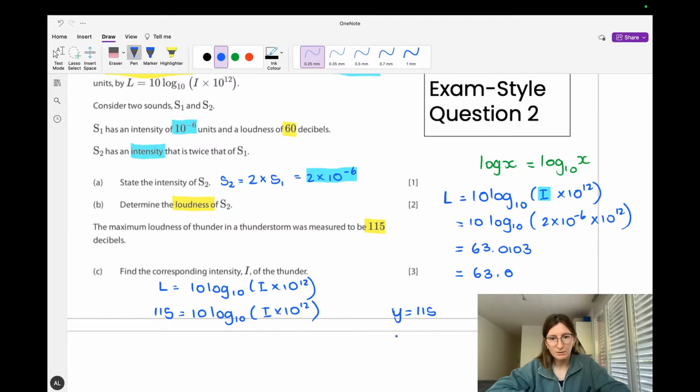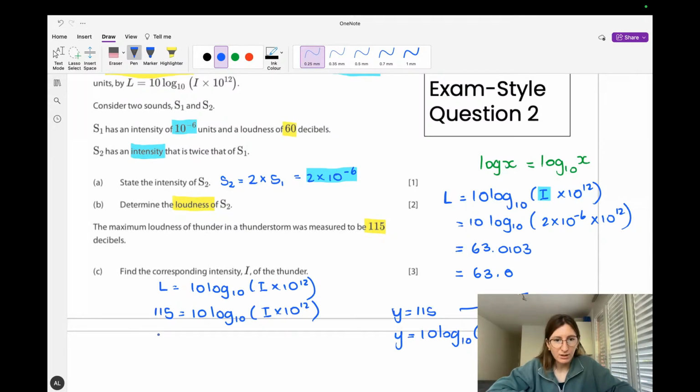You plot the line y equals 115, and you plot the line 10 log 10 of I times 10 to the power of 12, but you use x instead because your calculator only recognizes x as a variable. You graph both of these lines. This will just be a straight line like this. This will be a log equation, and let's say it goes like that. You just find their intersection. That can work for any question in which we need to work backwards.